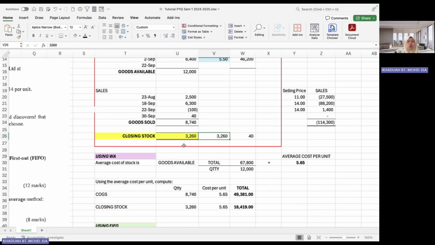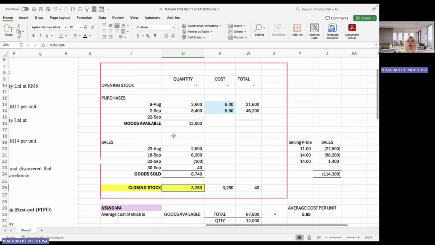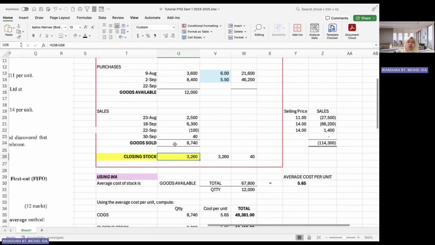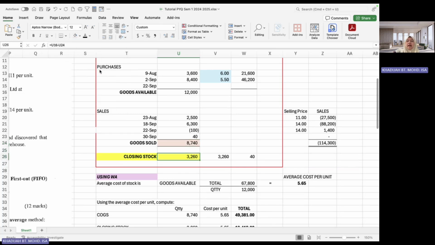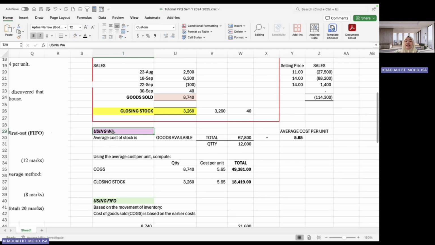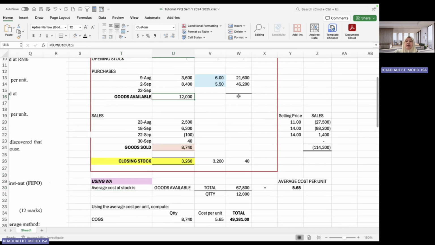So what happens now is that once you have your closing stock, then only you decide under periodic. Once you have your goods available, your goods sold, and your closing stock, this is the amount that you're going to use for the computation to determine the value of your closing stock and your goods sold. If you're using average cost, the average cost is the cost of the goods available. You have to look into the total cost here.